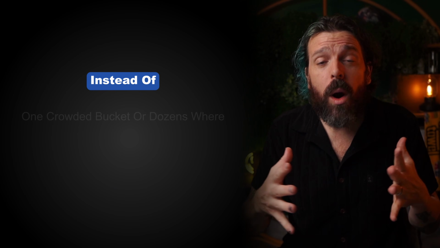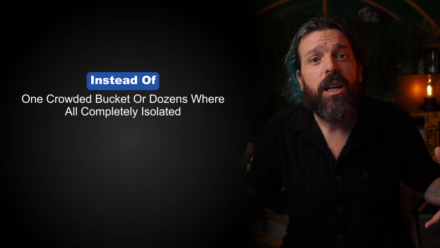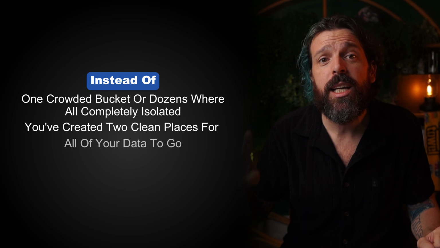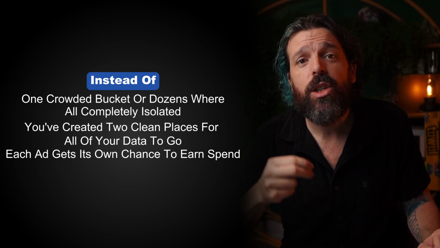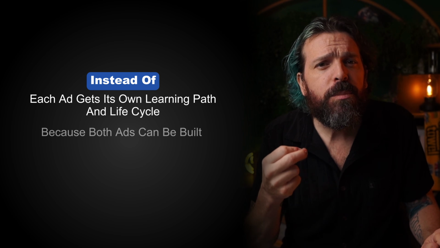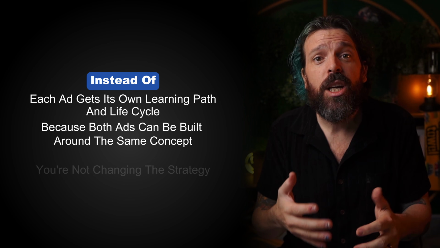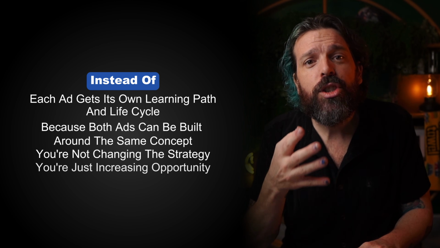Now, if you want to test more than 3 creatives, you don't put them all in one ad, you create multiple 3-2-2 flexible ads. If you want to test 6 creatives, that's simply 2 3-2-2 ads. Now, something really important happens. Instead of 1 crowded bucket or dozens that are all completely isolated, you've created 2 clean places for all of your data to go. Each ad gets its own chance to earn spend. Each ad gets its own learning path and life cycle. And because both ads can be built around the same concept, you're not changing the strategy. You're just increasing opportunity. That gives the machine more room to work, not more confusion.